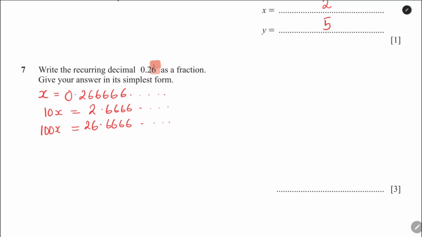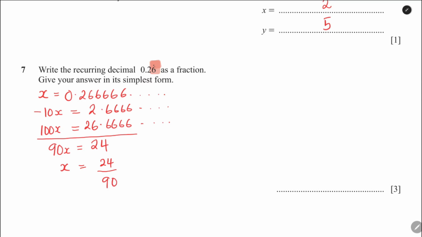Still confused? Just stay with me. Now I'm going to subtract this. 100x minus 10x is going to be 90x. 26.666666 minus 2.666666 is 24. Can you see we're able to get rid of the decimal? So our x will be given by 24 over 90. That is it.